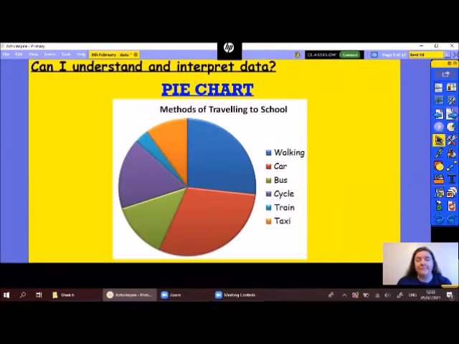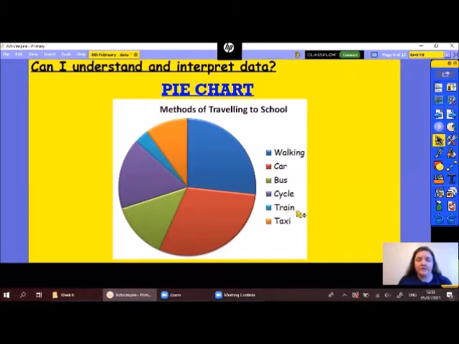Next, we have a pie chart. And it's called a pie chart because it looks like slices of pie. And this one is all about methods of traveling to school. And you can see the different options again in a key at the side, telling you what each color is. And then the bigger the slice of pie, the more popular that thing is. So the light blue here is the smallest result.